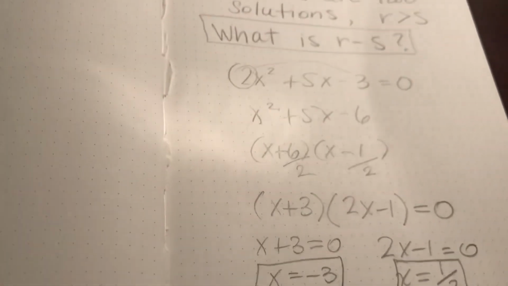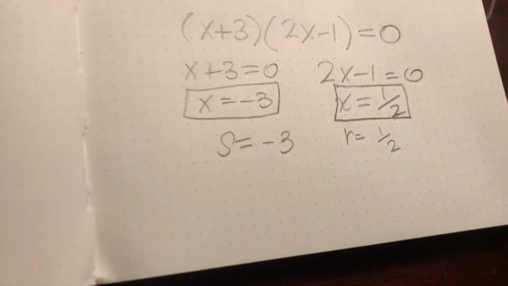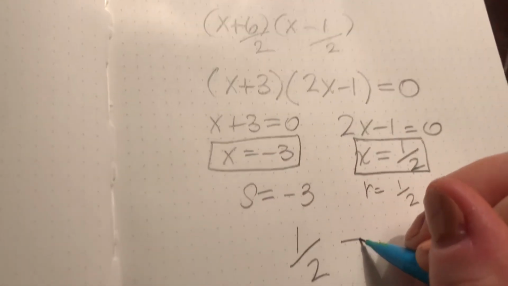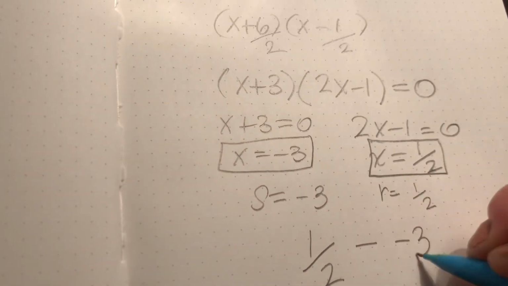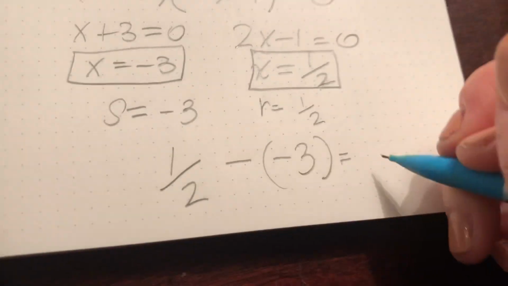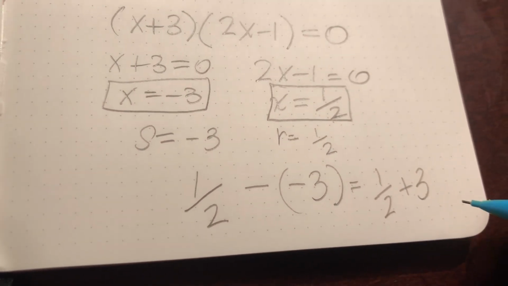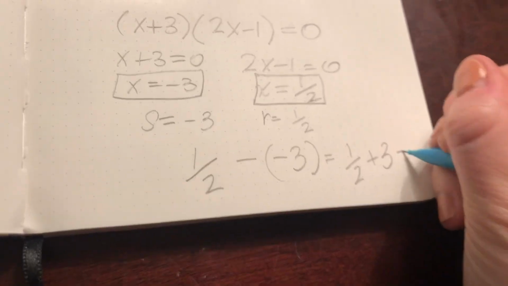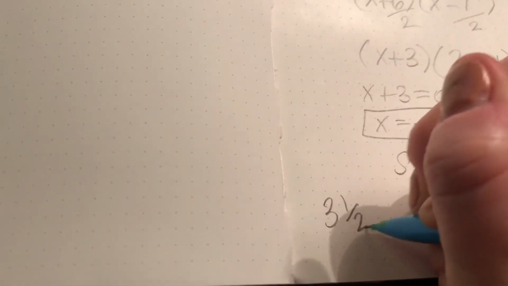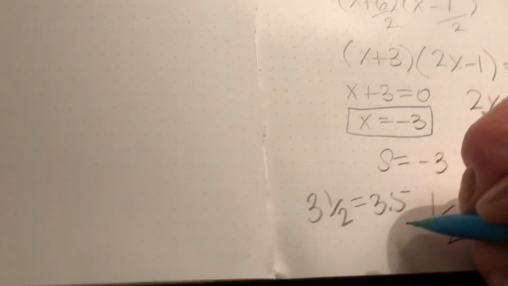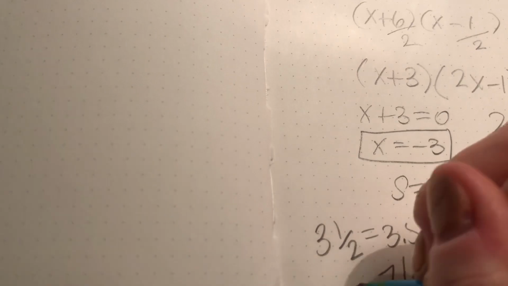So the last thing is, what is R minus S? So you've got to be careful here. R is 1/2. It's minus S, so it's minus negative 3. So that's 1/2 plus 3, right? So you can write it as, I'm running out of room, so I'm going to just write it here. You can write it as 3.5, right? You can write it as 7/2, okay?